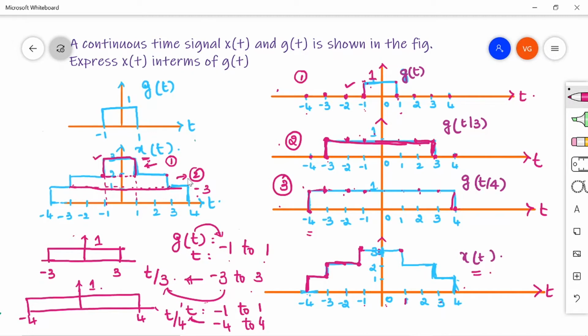Then at t is equal to 0, add all the amplitudes. Layer 1 has an amplitude of 1. Layer 2 has an amplitude of 1. Layer 3 also has an amplitude of 1. So 1 plus 1 plus 1, 3.